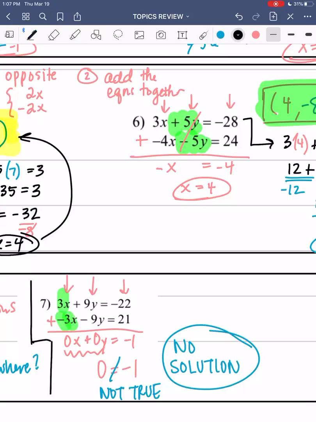If we had gotten down to the bottom and we got 0 equals 0, if you end up with 0 equals 0, then that is infinite solutions because that is true.